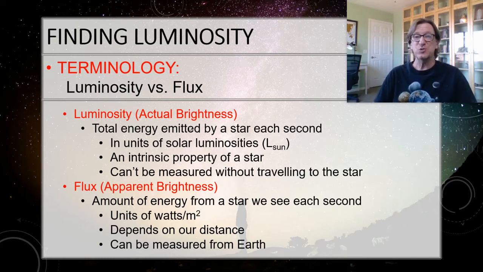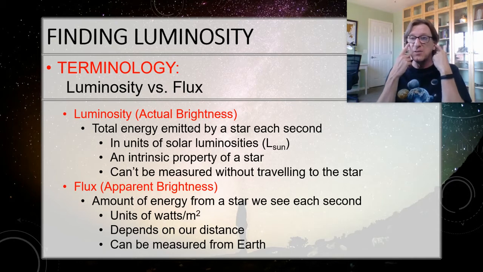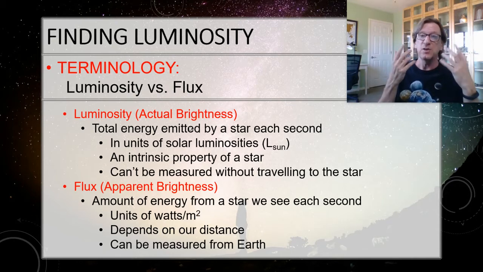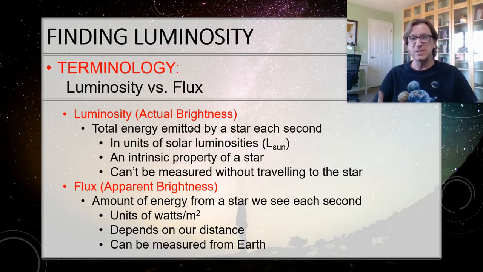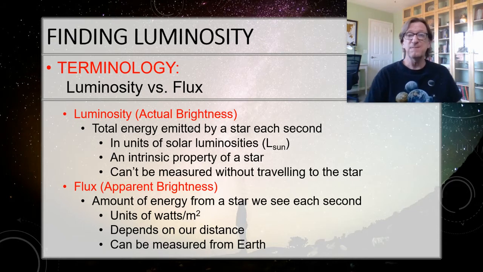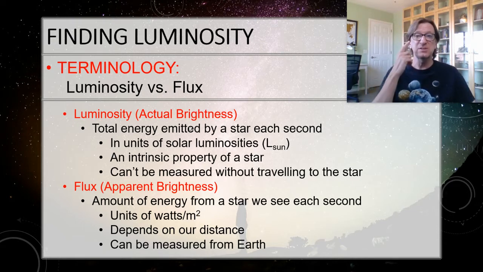All right, now this is an intrinsic property of the star, but that means it's a property of the star itself. It never changes. It's like your eye color. Your eye color is an intrinsic part of who you are. You can't just change it on a whim. So that would be an intrinsic property. You can't measure it without actually traveling to the star, though. That's the disadvantage.